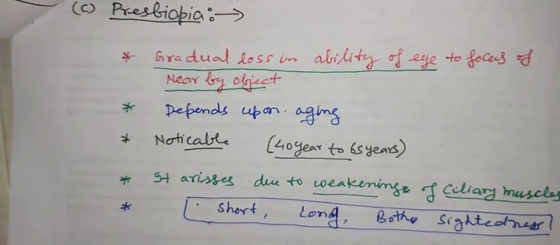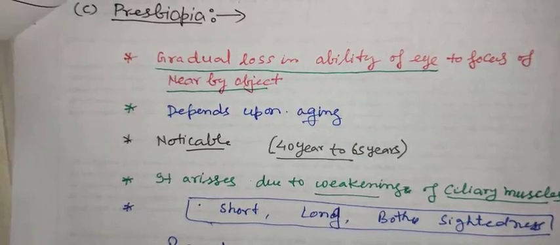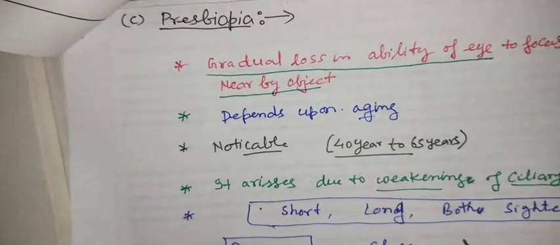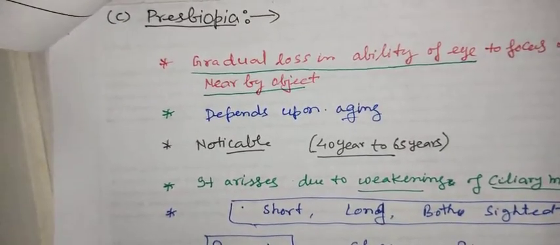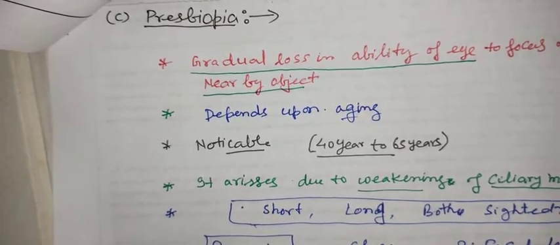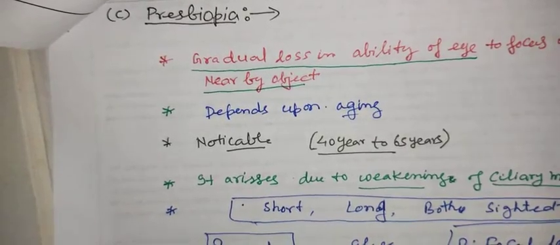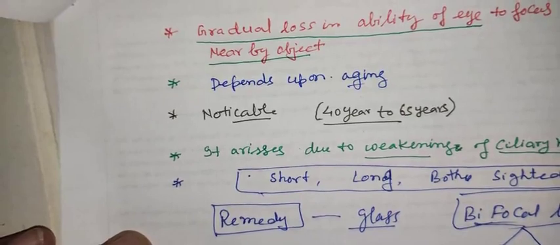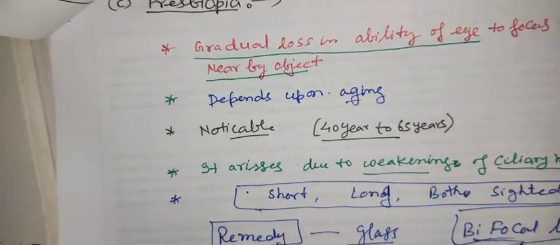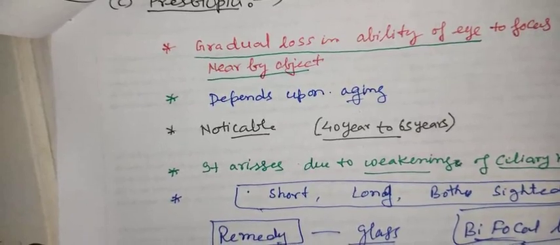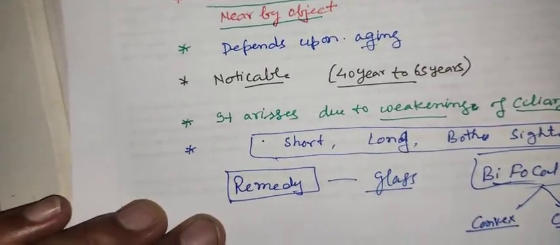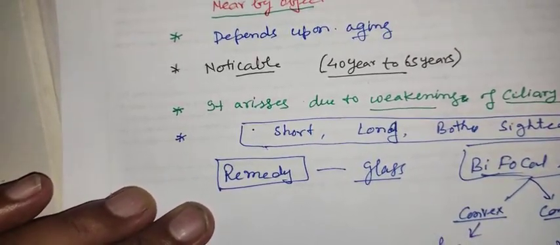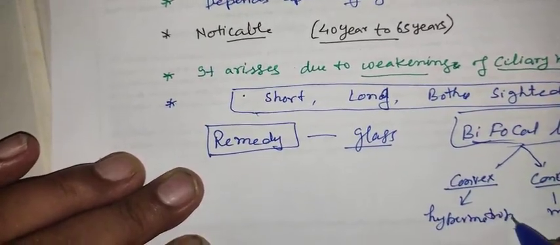So see the remedy. The person uses a glass of bifocal lens. Bifocal lens means a glass using both convex for hypermetropia and concave for myopia. This part is for myopia. This is for hypermetropia.